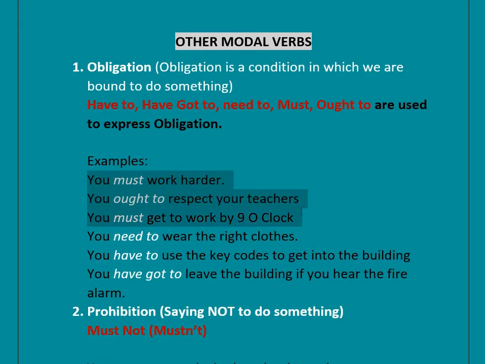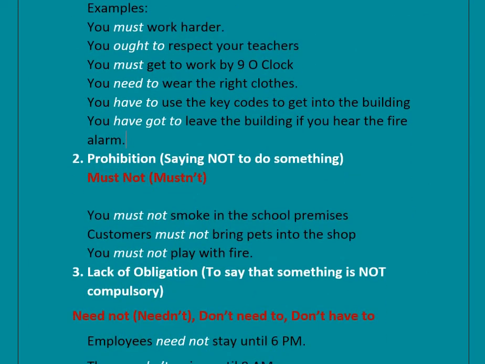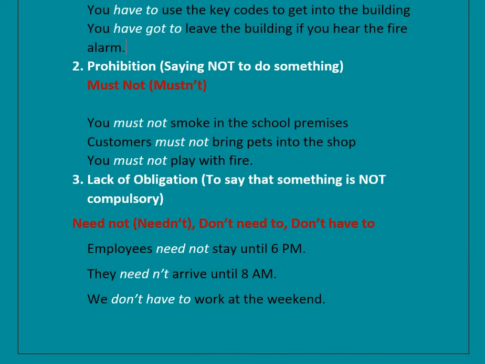You must get to work by 9 o'clock. You are obliged to go to work by 9 o'clock. You need to wear the right clothes. You have to use the key codes to get into the building. You have got to leave the building if you hear the fire alarm. So hope you understood the meaning of this obligation. Must, ought to, need to, have got to, etc. are used.